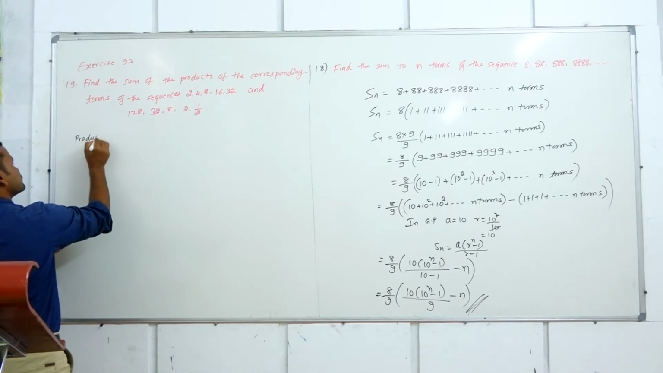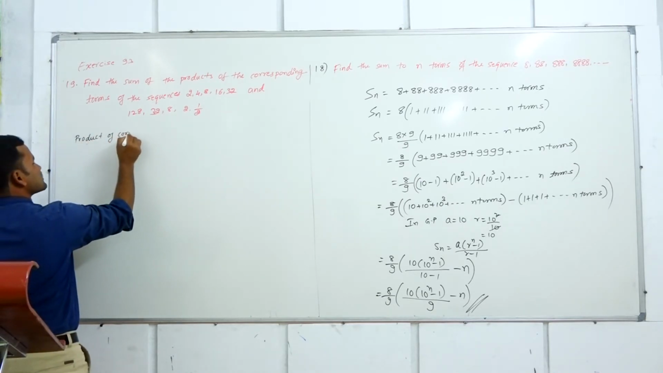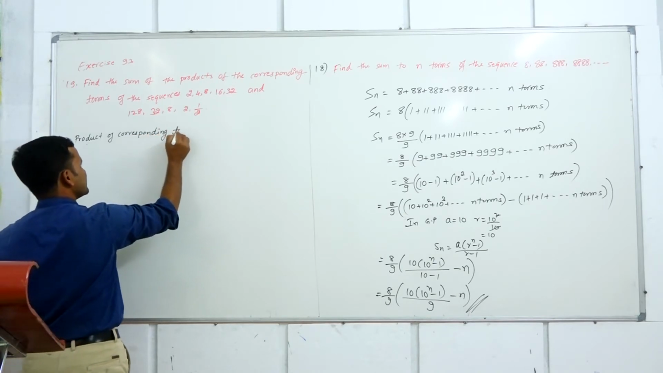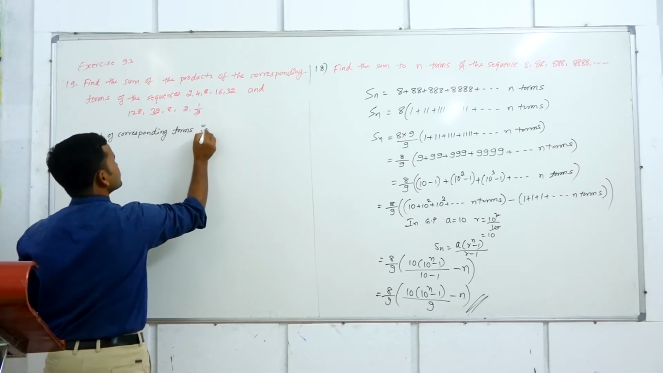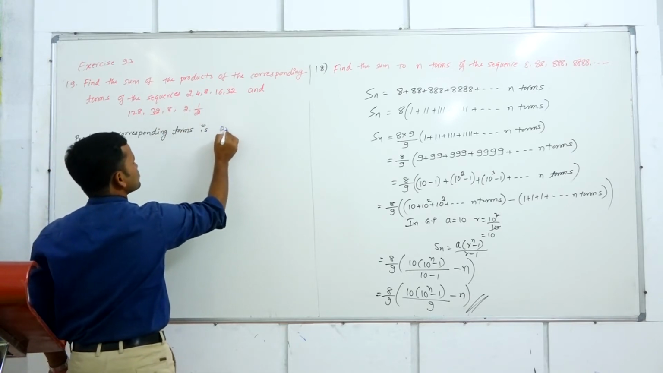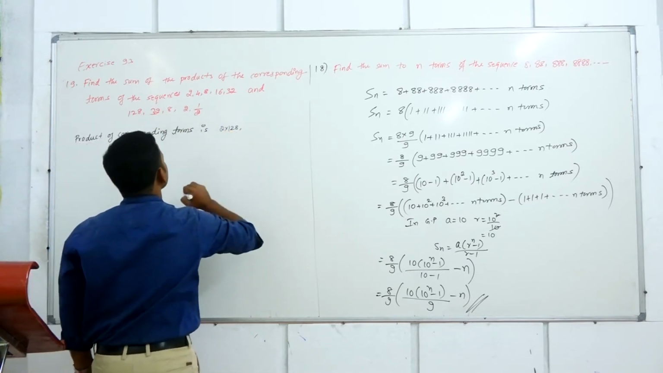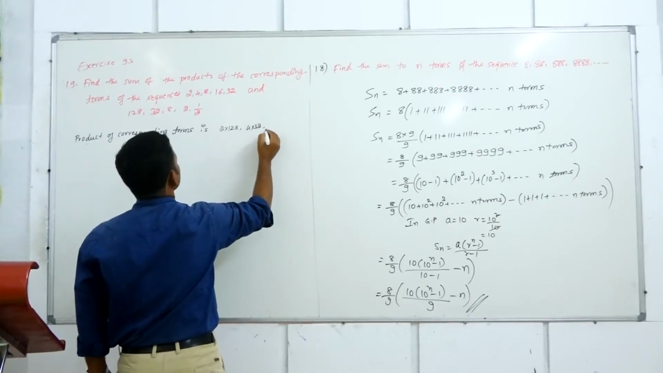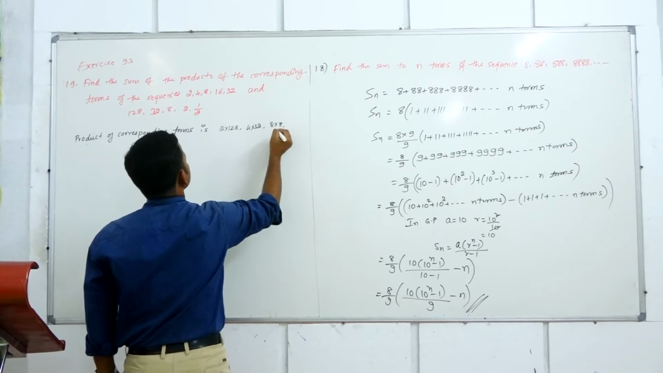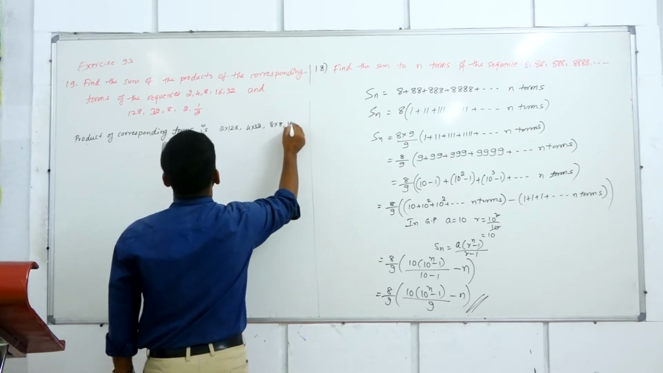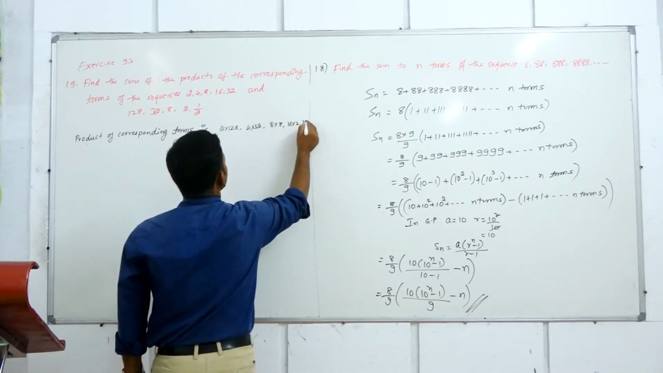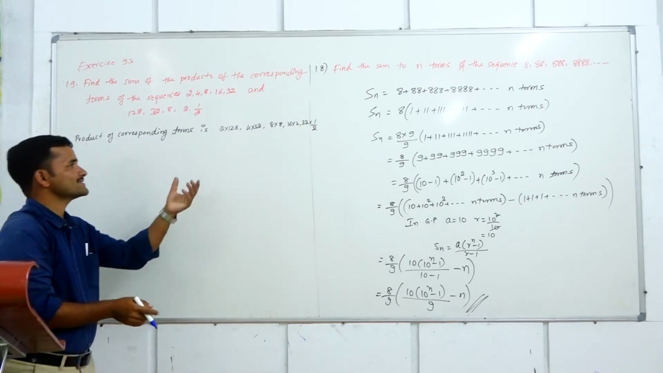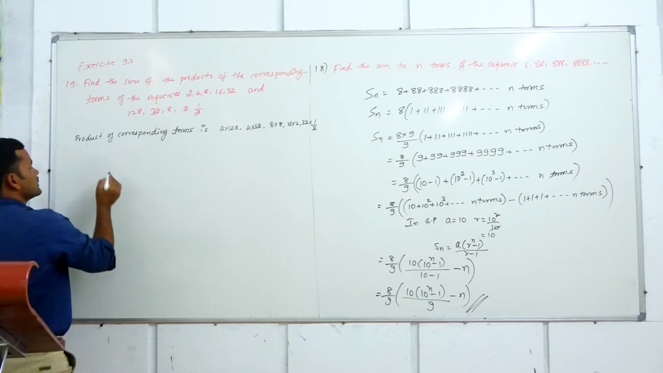Product of corresponding terms is 2 into 128, 4 into 32, 8 into 8, 16 into 2, next 32 into 1 by 2. These are the corresponding terms. It's a sum I have to take.